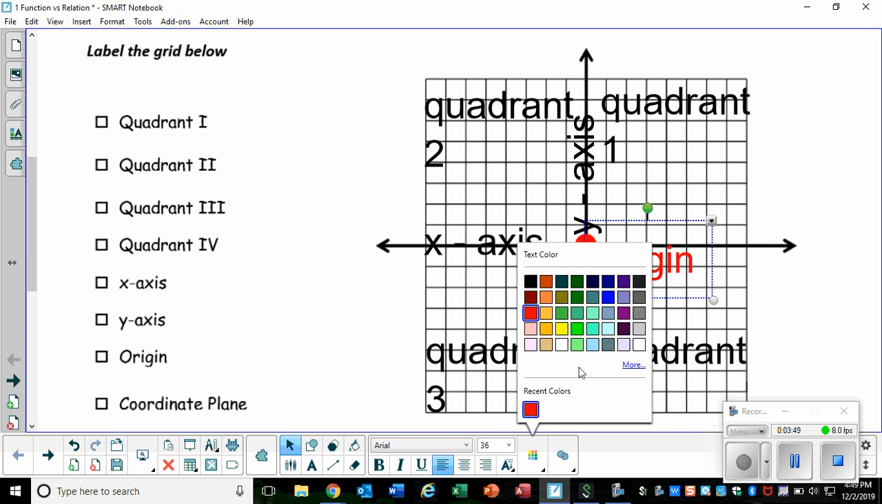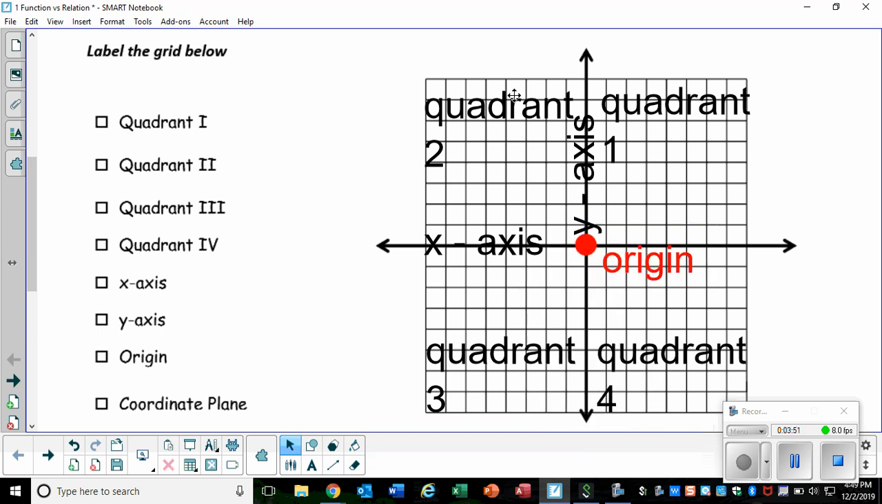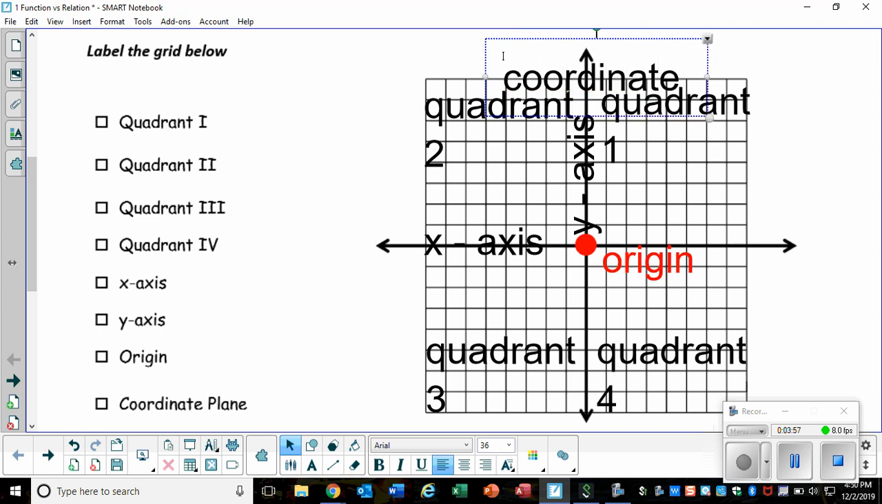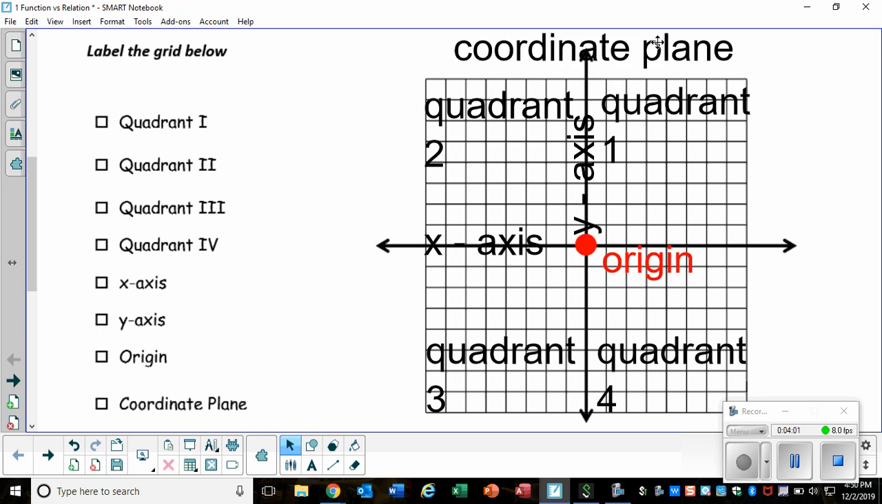You guys get to see the inner workings of how I do this. Okay, and all of this together makes up our coordinate plane. All of that together is our coordinate plane. Okay, so as you get them labeled, go ahead and check them off, and then we'll move on to the next slide.